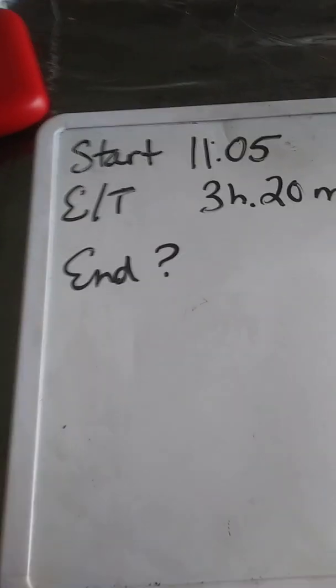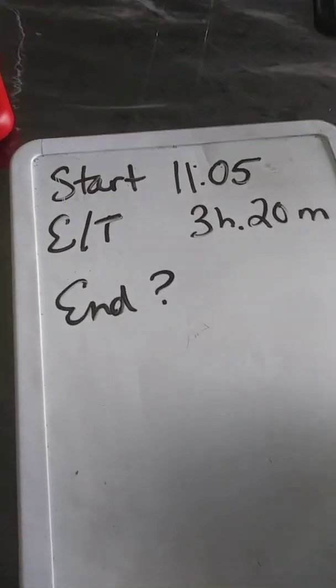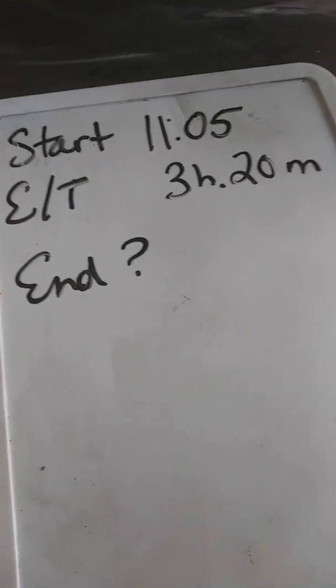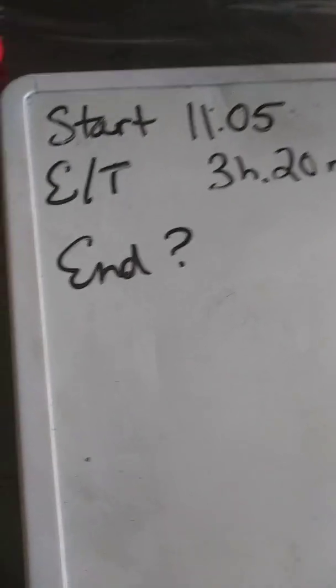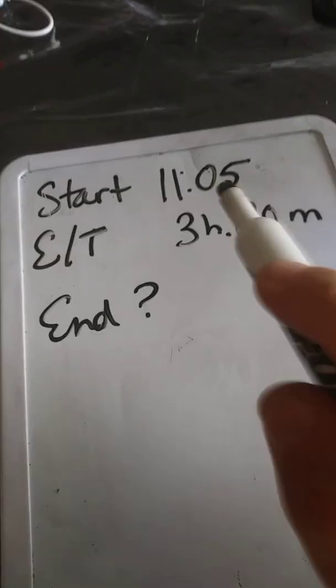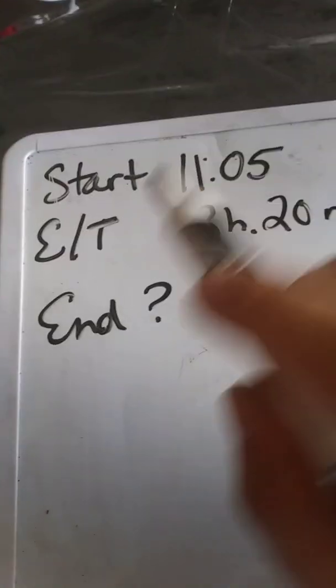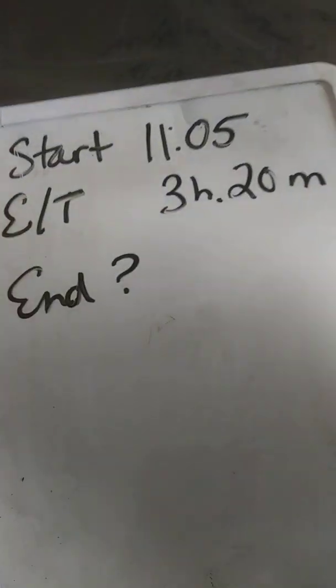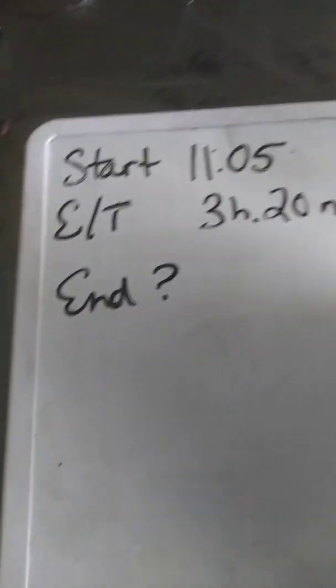Okay, so in this video we're going to do elapsed time, which is how much time has passed, or how long. Once you know how long something is, what time will it end, or what time did it start, that kind of thing. So in this case, let's say it's a movie, Avengers Endgame, whatever. Let's say it starts at 11:05, so it's the late show, and the elapsed time is 3 hours and 20 minutes. We want to know what time it's going to end.